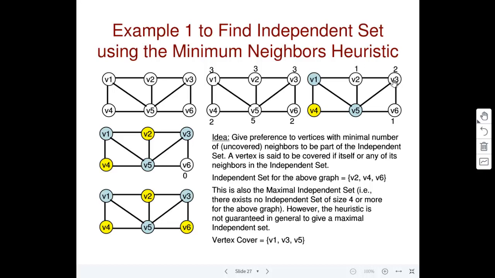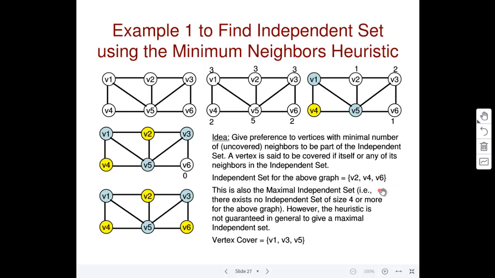So that means V6 is left alone to cover itself. So V6 has 0 uncovered neighbors, but it is yet to be covered. So it will cover itself by becoming part of the independent set. So after including V6, all vertices in the graph are covered. So V2, V4, V6 will form the maximal independent set.